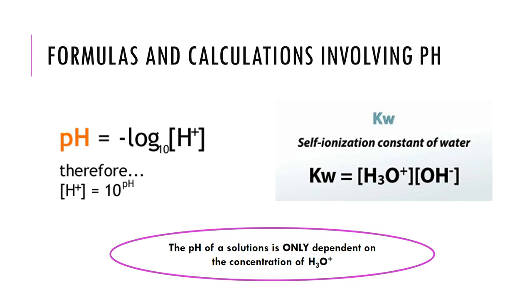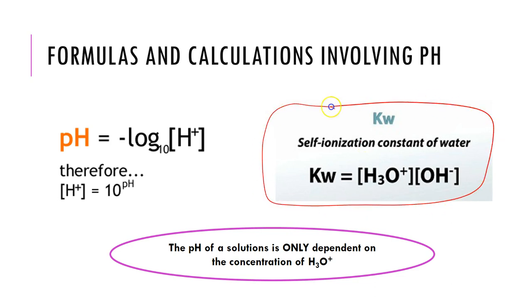This brings us to a couple of equations. So this is our self-ionization constant of water. We've got that, and that is equal to 1 times 10 to the negative 14.